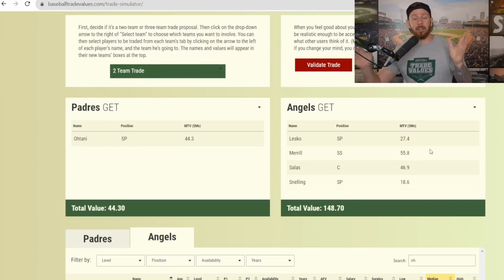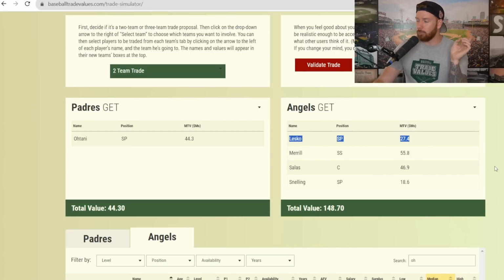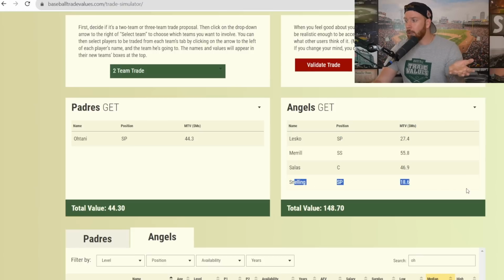Jackson Merrill, again, shortstop prospects, they are going to have a ton of value, and he has a ton of it, $55.8 million. And then you got Salas, and again, catching prospects are going to have a lot of value. So these two together is already an incredible overpay. But then he also includes a very talented young arm in Dylan Lesko, who was drafted recently, and then Snelling, who's a very solid pitching prospect as well.